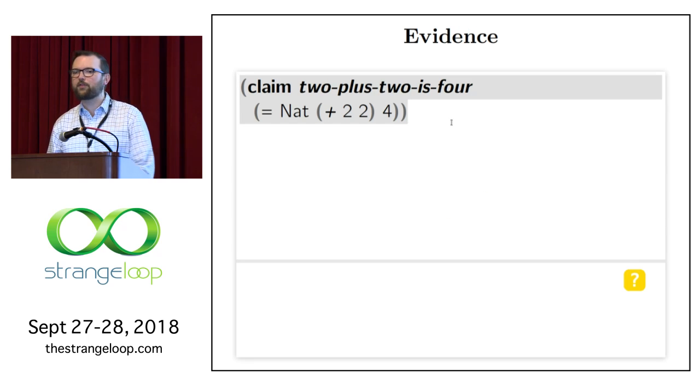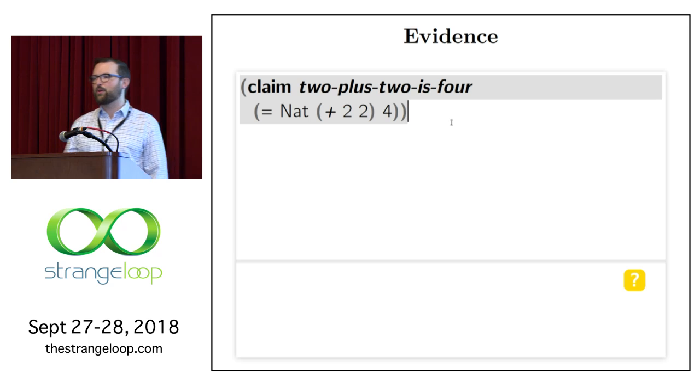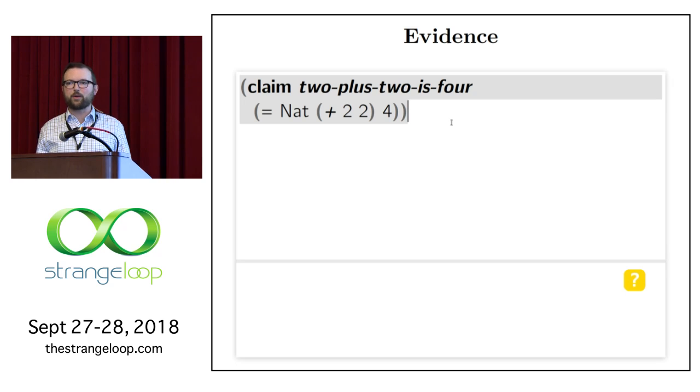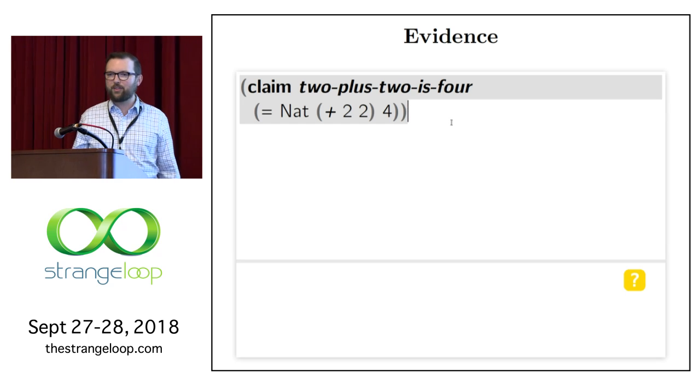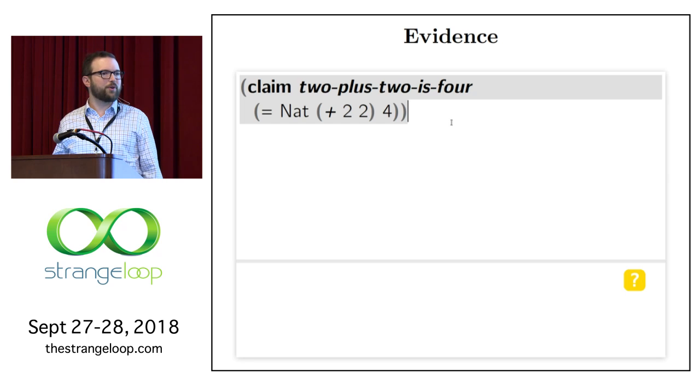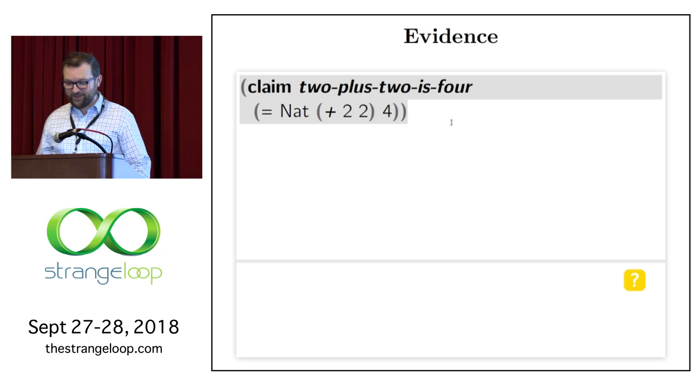So types so far have been describing things that are like the programs we know and love from most of our other programming languages, but it turns out that types can describe much more than just numbers and atoms and pairs and functions. Types can also describe evidence, which is to say evidence for some statement. In this case, we're having the claim that 2 plus 2 is 4. I hope you agree. If you don't, I'm going to prove it to you.